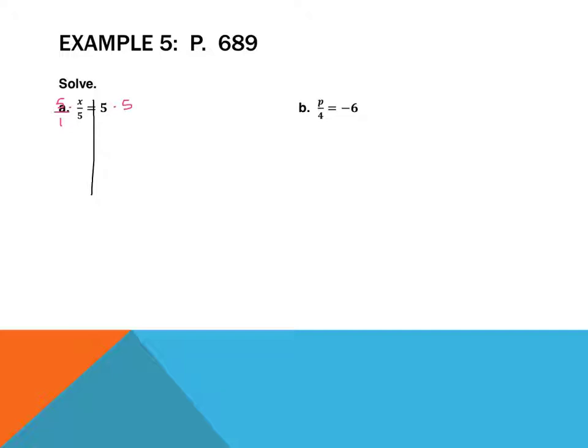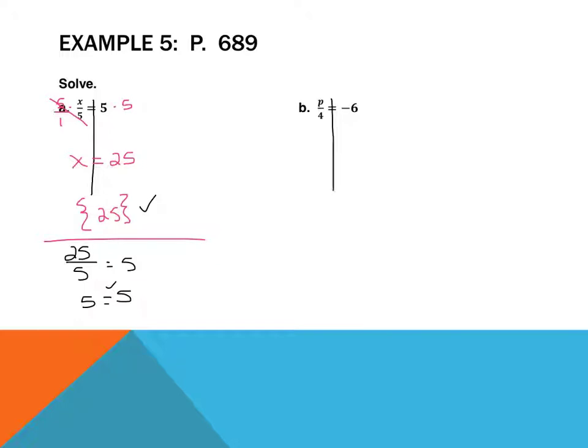Okay, so on the left side, I wrote 5 over 1, so I could see the fraction, so that the 5's cross cancel, and I'm left with x, and then 5 times 5 is 25. Alright, so then if I want to check it, I'll rewrite, instead of x divided by 5, I'll write 25 divided by 5, and 25 divided by 5 is 5.